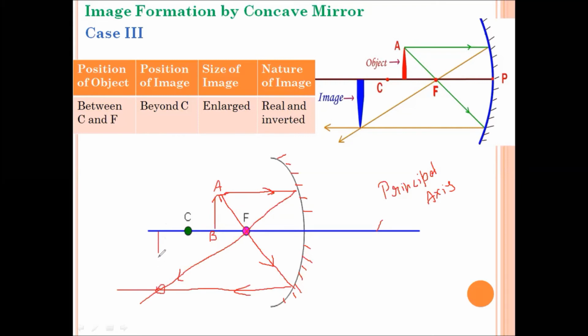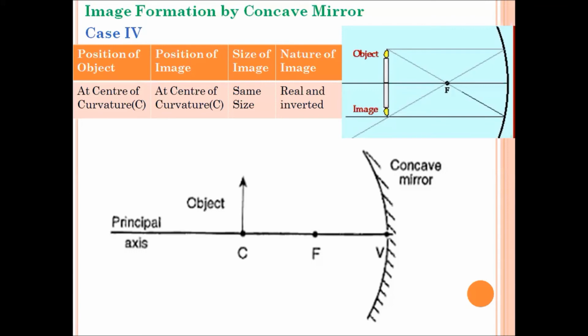So the image formed is B dash and A dash. Here AB is the object and A dash B dash is the image. So position of object is between C and F. Position of image is beyond C. Size of image is enlarged. We can see as compared to object, image size is enlarged. Nature of image is real and inverted, since image is formed after reflection from the mirror and the image formed is inverted, upside down.